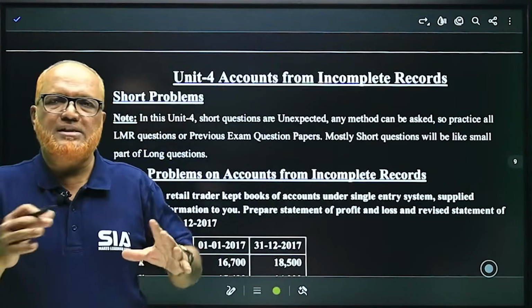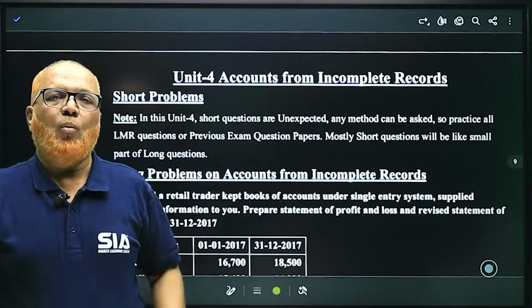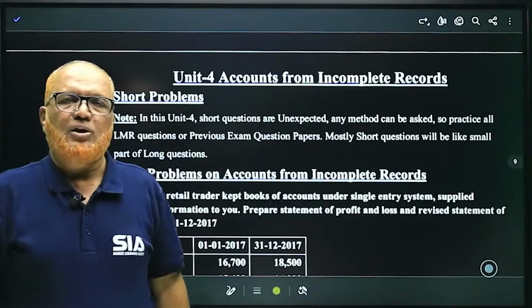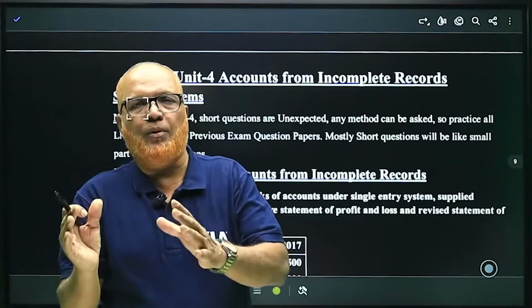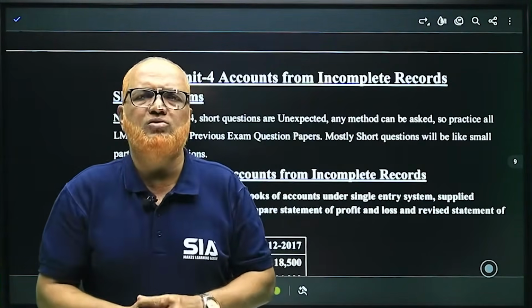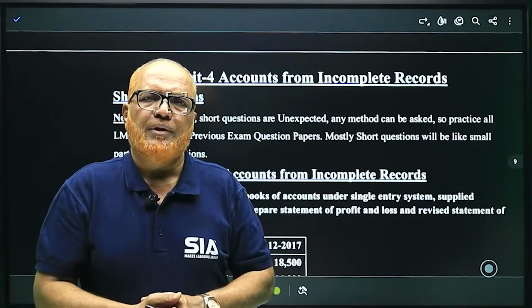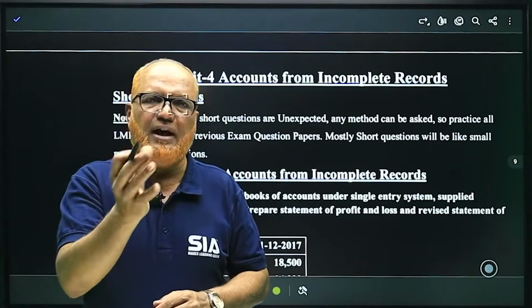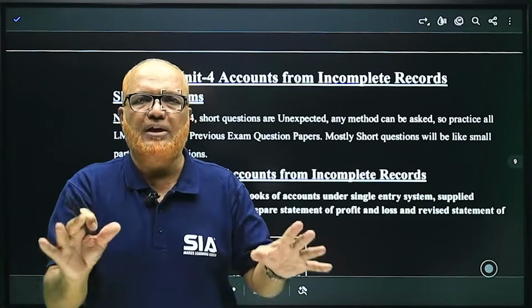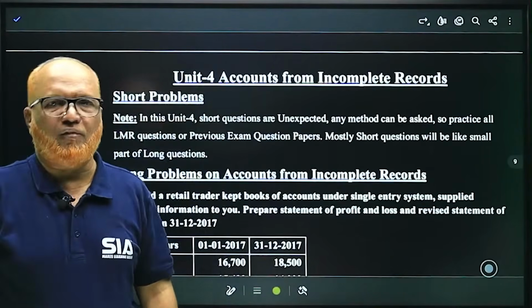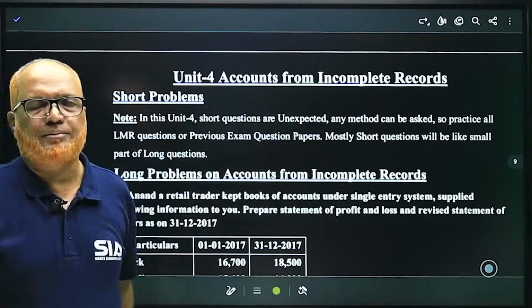what is the difference between single entry and double entry, what are the advantages and limitations of single entry system. So if you focus on the long problem, 1 or 2 long theory essay type questions, automatically short questions will also be covered. So focus on meaning of single entry, difference between double entry, single entry, advantages, limitations, features. That's more than enough. And what are the methods of finding out the profit when accounts are incomplete?